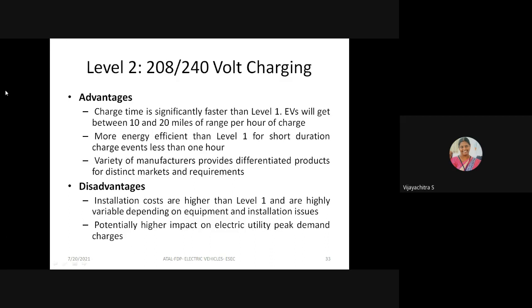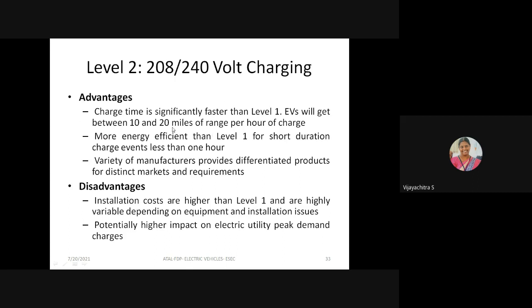There are many manufacturers who can use this level 2 for different products and for distinct markets as well as requirements. Many requirements can use this level 2 charging. And this is about level 2.